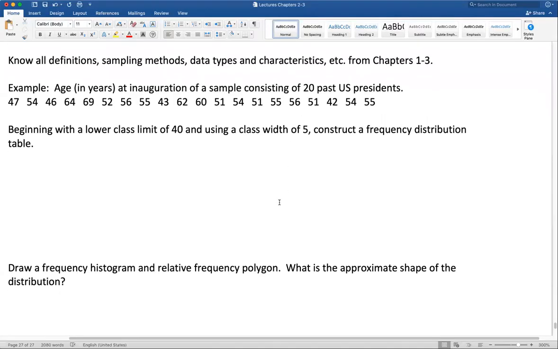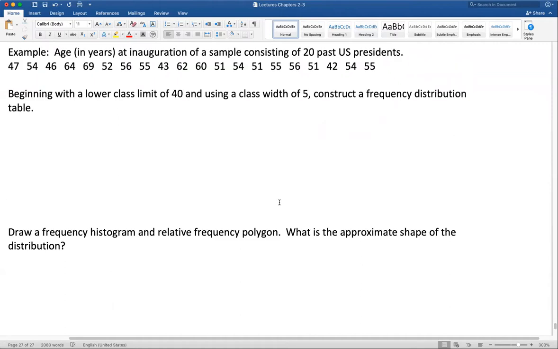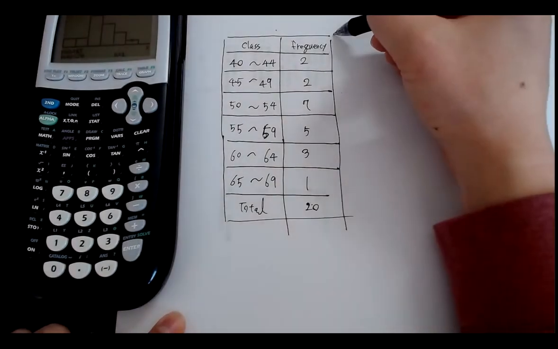All right. Okay. So we're back to the handout and let's see the next question. Draw the frequency histogram. We just got it, right? And using the calculator, the relative frequency polygon. So to plot the relative frequency polygon, we need to figure out the relative frequency, okay? So let's see here.